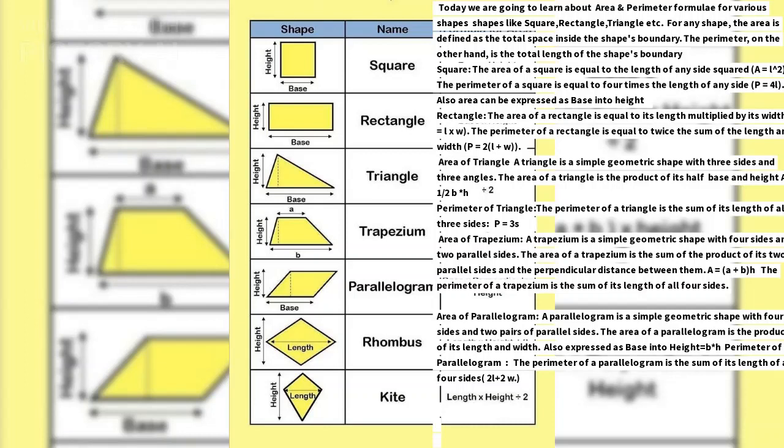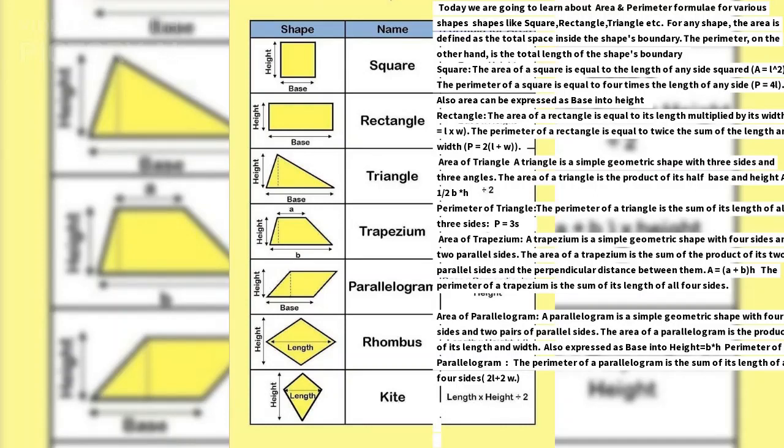Area of triangle. A triangle is a simple geometric shape with 3 sides and 3 angles. The area of a triangle is the product of its half base and height, A equals half BH. Perimeter of triangle. The perimeter of a triangle is the sum of the lengths of all 3 sides, P equals 3s.